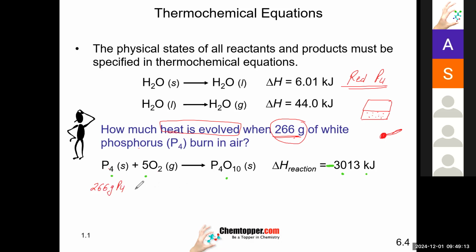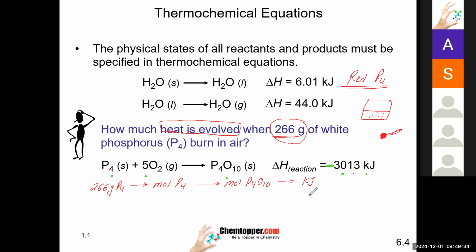Start with this. You want to calculate delta H? So you convert this grams of P4 to moles of P4, to moles of P4O10, to kilojoules. Can I do so?